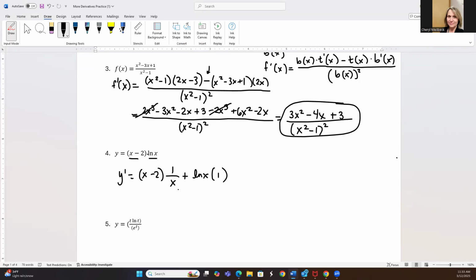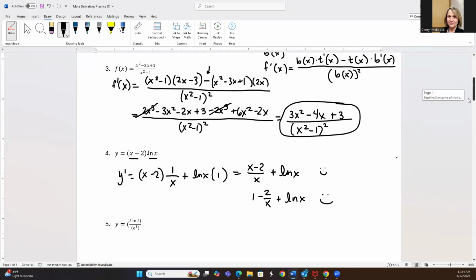Now, there are a couple ways you could write this. I've seen people write the answer taking the product of these two. They just wrote x minus 2 over x plus the natural log of x. That is a good way to write it. But I thought, well, maybe I'll multiply these out. If you do, 1 over x times x gives me 1, and 2 times 1 over x gives me 2 over x, and then plus the natural log of x. Both of those answers are equivalent and completely fine.